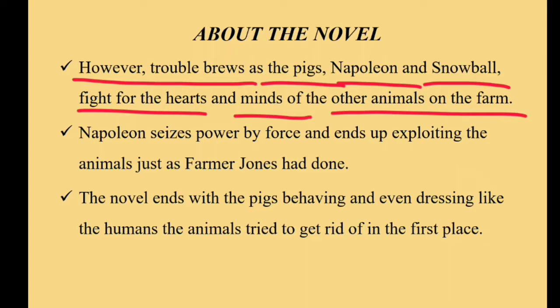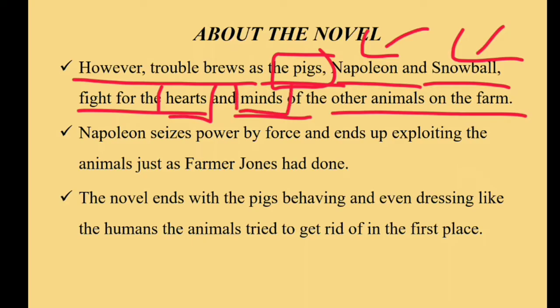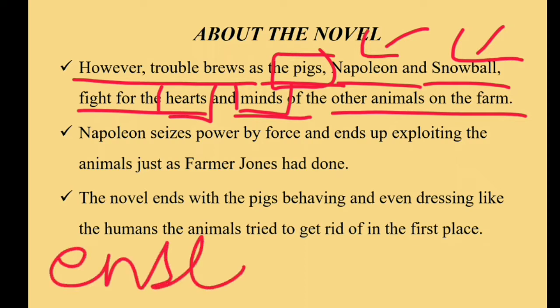Here, Napoleon and Snowball, these two are pigs in the farm. And these two wanted to have power in their hand. First of all, they wanted to govern their heart. That means they wanted to have emotional support from these animals. And they wanted their mind as well. It means they wanted to enslave the entire animals of that animal farm.